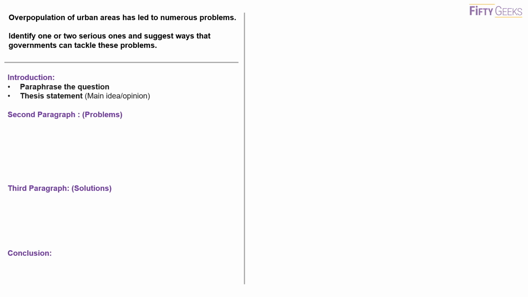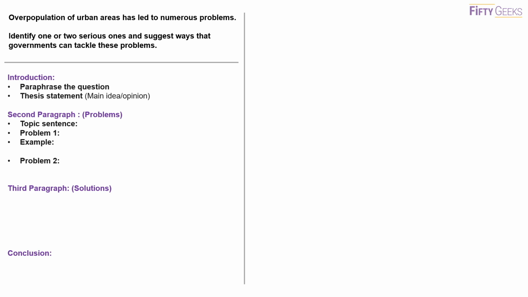In the second paragraph, we will write about the problems with the given situation in the question. We will begin this paragraph with the topic sentence, which will explain what we will write in this paragraph. Then I will explain the first problem in detail and will add a supporting example to it. Then I will write about the second problem associated with the topic.